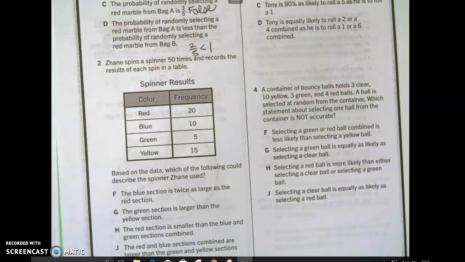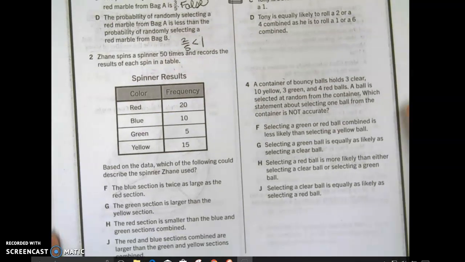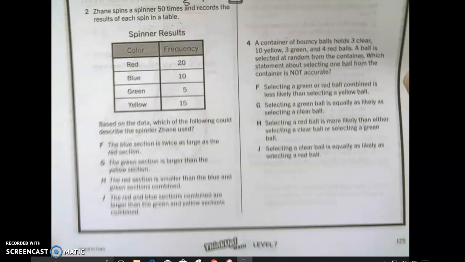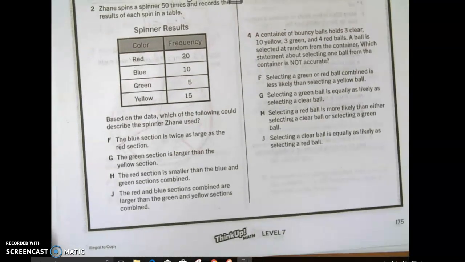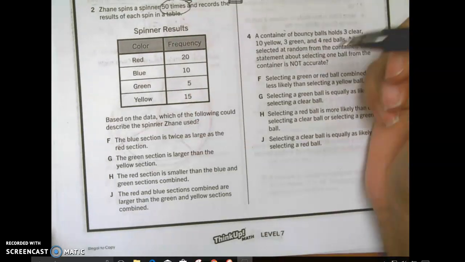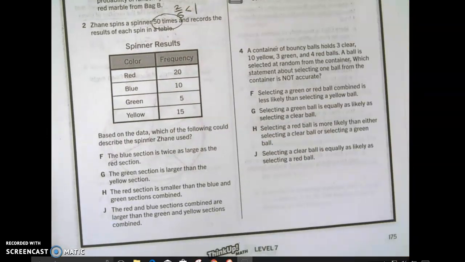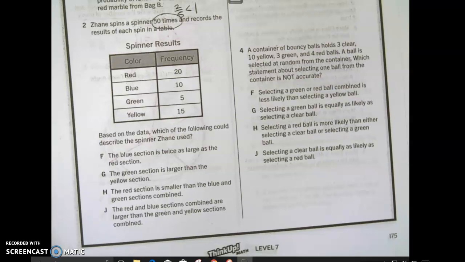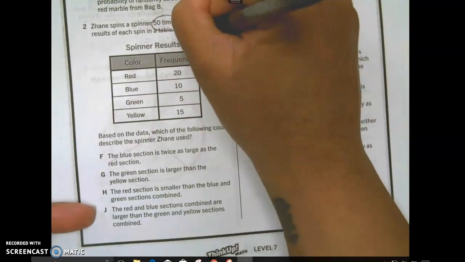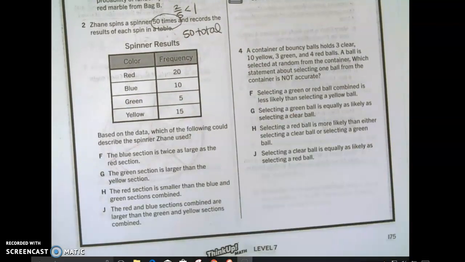Jeanne spins a spinner 50 times and records the results of each spin in a table. Based on the data, which of the following could describe the spinner Jeanne used? What do I have here? A total, which is what? It gives it to me. I don't have to add it up. They give it to me straight up. 50 is my total. So, what is this? What do I do?